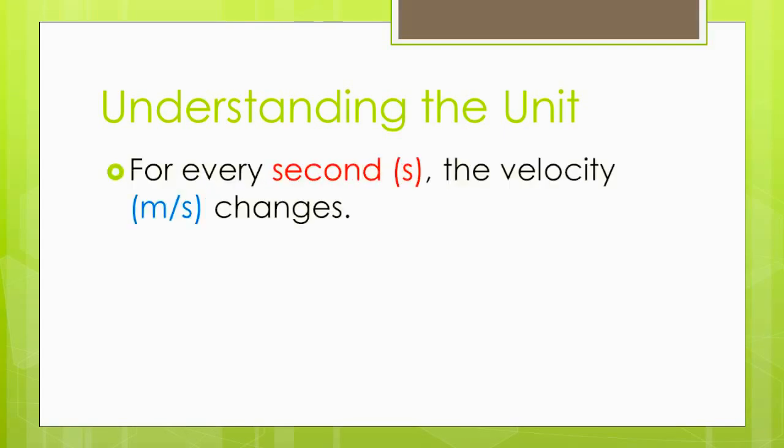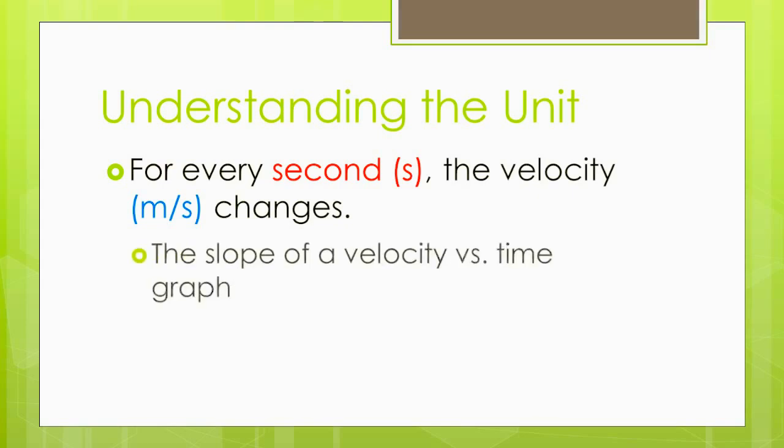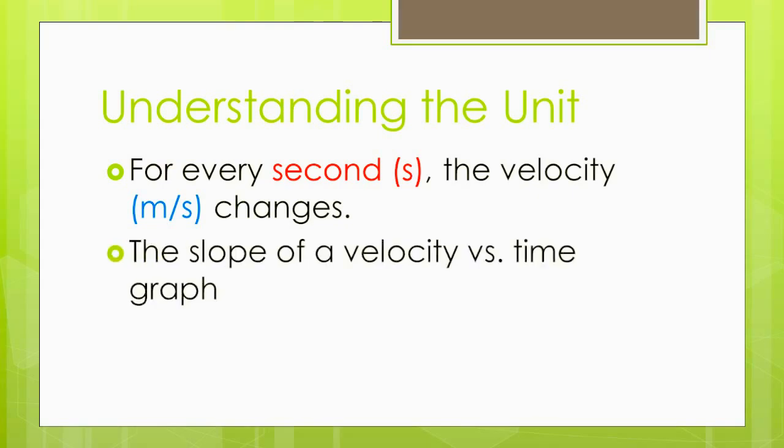The unit of acceleration comes from the slope of a velocity first time graph. For every second, the velocity, which is meters per second, changes. So we know that the slope can be found rise over run when it comes to units. The rise would be meters per second, and the run would be seconds. So we'd be taking meters per second divided by seconds.